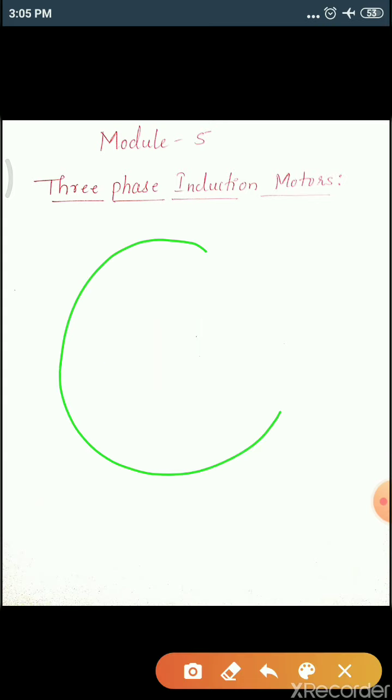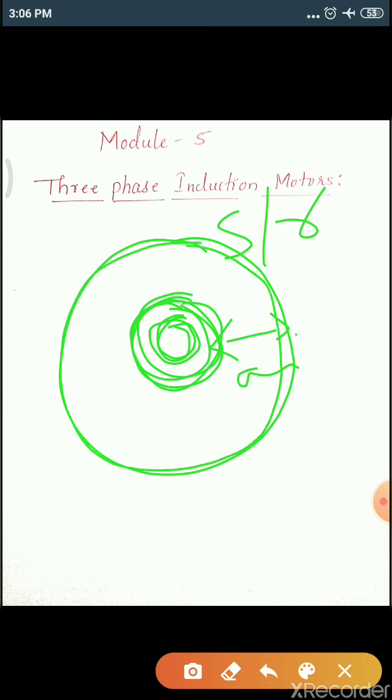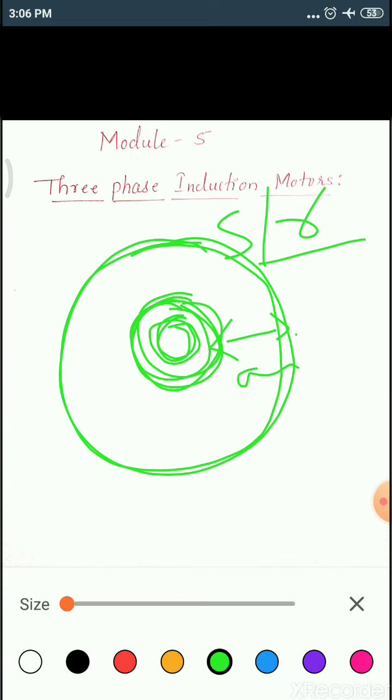As we know, it consists of mainly two parts. One is called the stator part, another one is called the rotor part. The rotor part and stator part are separated by some gap that is called the air gap. The rotor is mounted on the shaft. Whenever the rotor starts rotating, the shaft also starts rotating. You remember these things. It consists of mainly two parts, one is stator, another one is rotor.